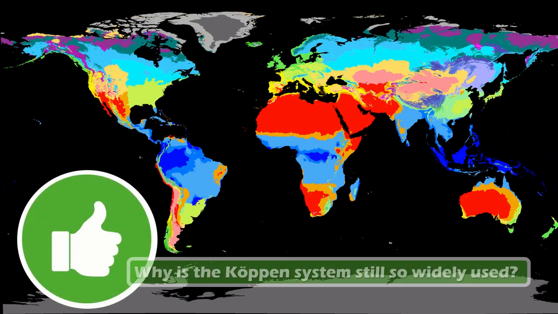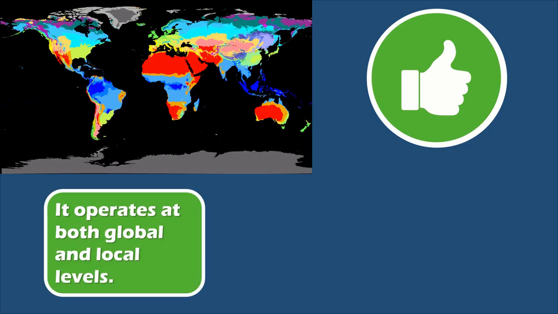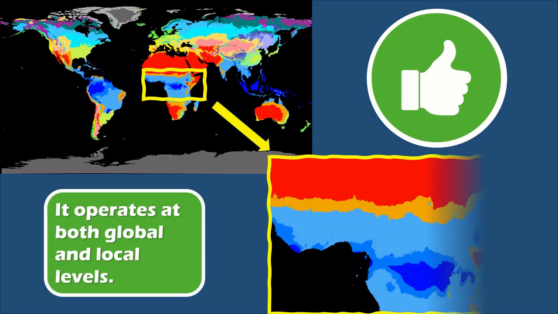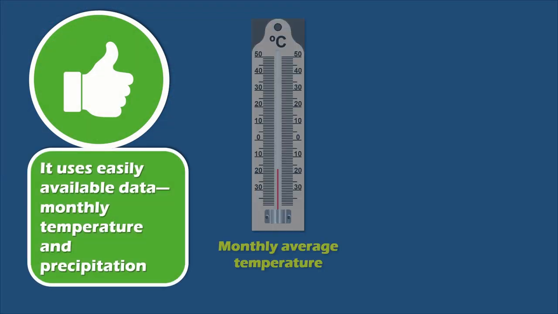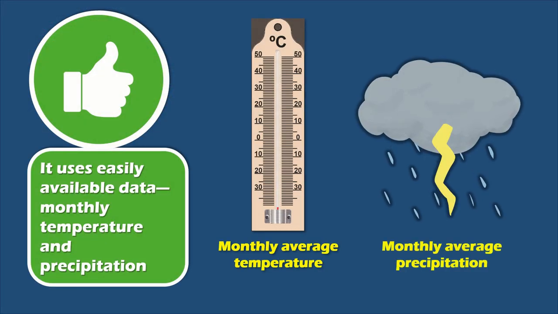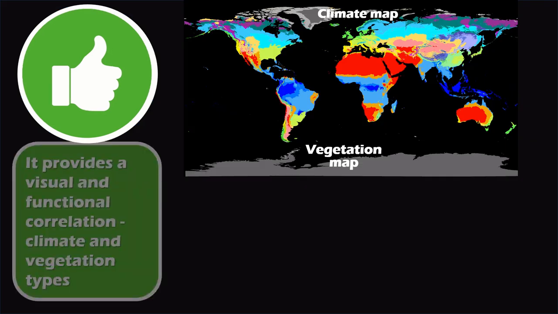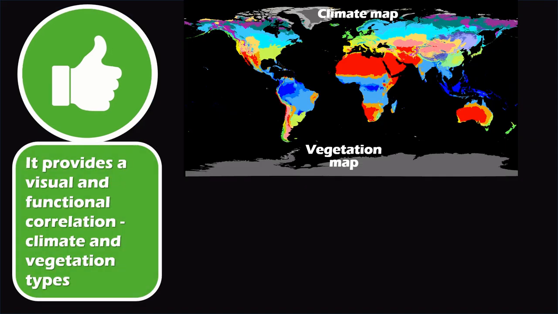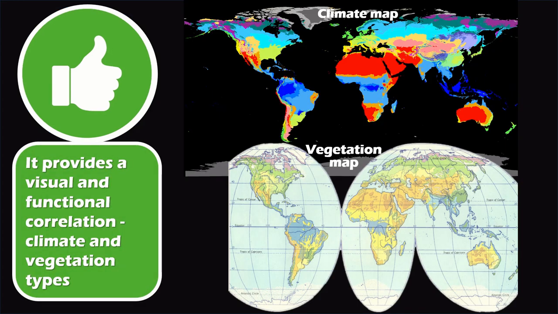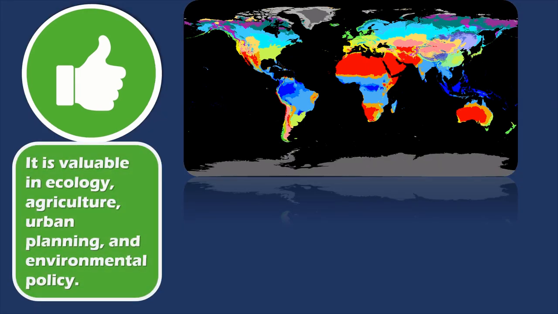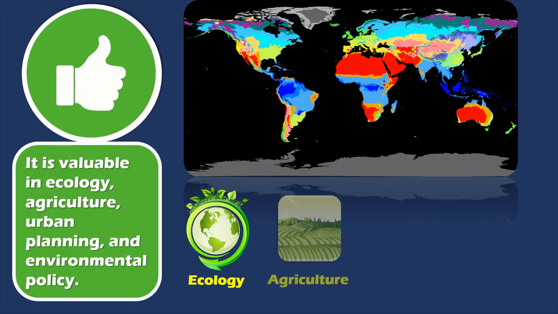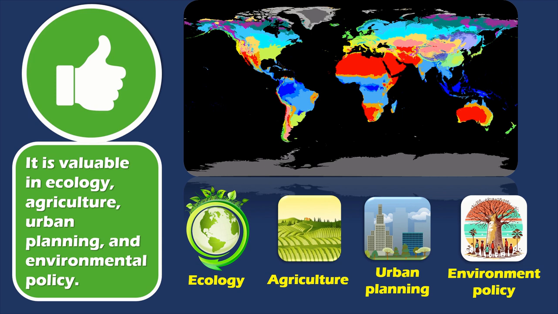So, why is the Köppen system still so widely used? The reason is that it operates at both global and local scales. It uses readily available data: monthly temperature and precipitation. It provides a visual and functional correlation between climate and vegetation types. It is valuable in ecology, agriculture, urban planning, and environmental policy. That's why it remains the most globally recognized climatic classification system.